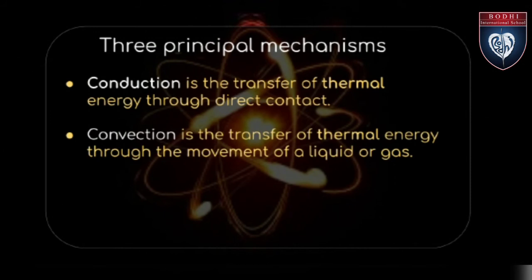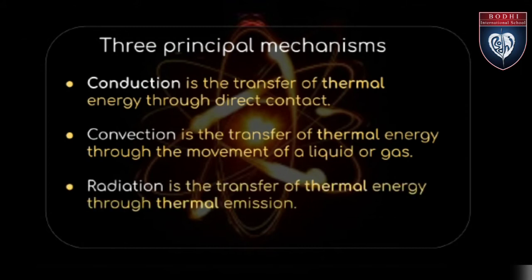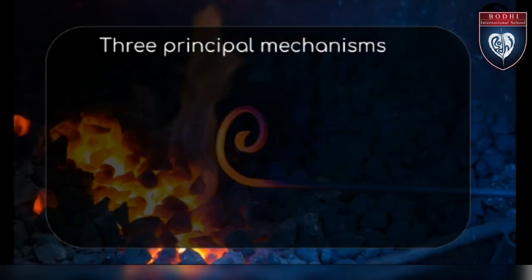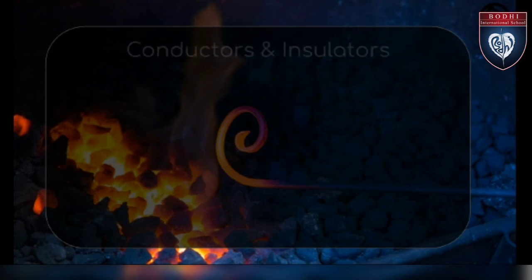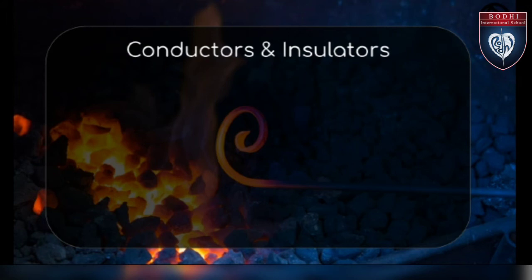Conduction is the transfer of thermal energy through direct contact. Convection is the transfer of thermal energy through the movement of liquid or gas particles. Radiation is the transfer of thermal energy through thermal emission. We get sunlight from the sun through radiation and the land gets heated by conduction. That heats the air, and that hot air rises up through convection.